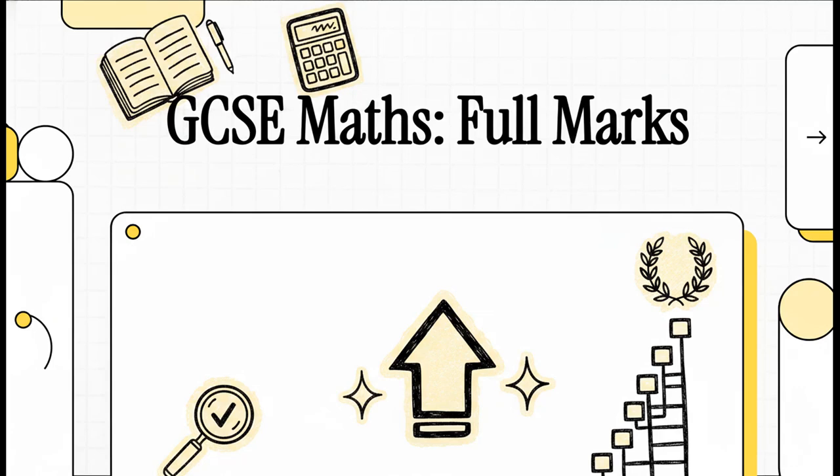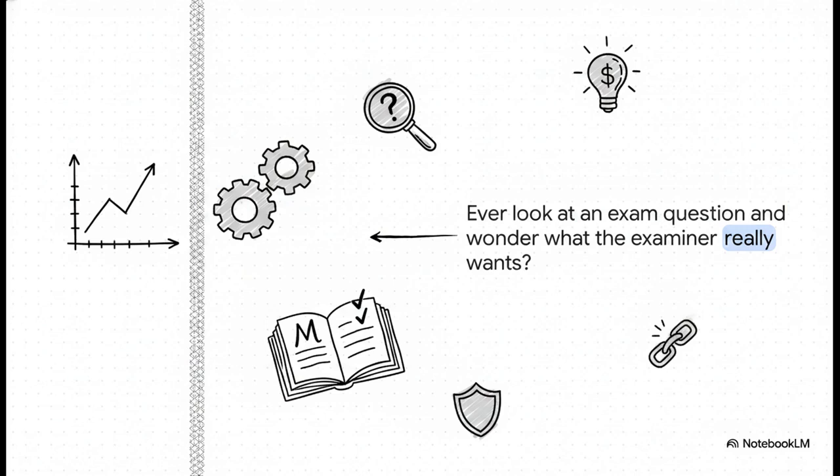All right, let's get straight into it. Today, we're going to take a real GCSE maths question, and I'm going to show you step by step how to solve it to get every single mark. So this is the one we're looking at today, question 9 from a higher tier paper. It's a pretty classic ratio and graph problem.